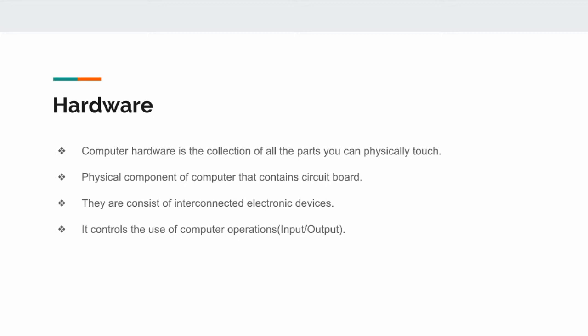For this we can take the example of hardware like input for keyboard and output for monitor. They are connected internally to each other. We give the input to the keyboard and it shows on the monitor. So these input and output hardwares also control the operation of the computer.